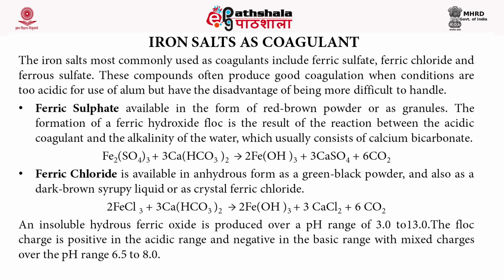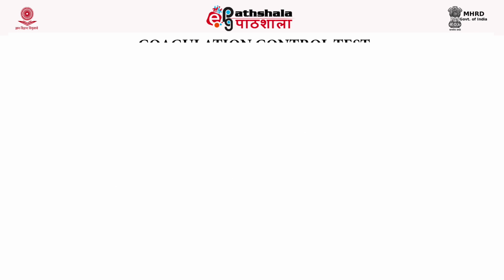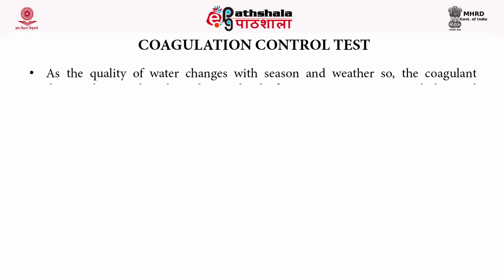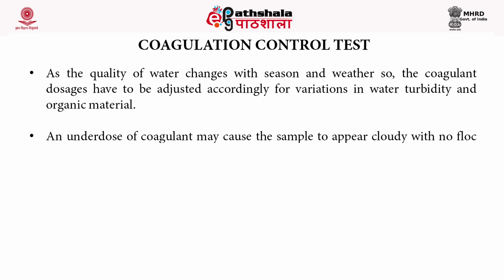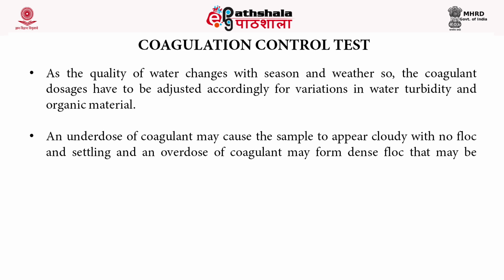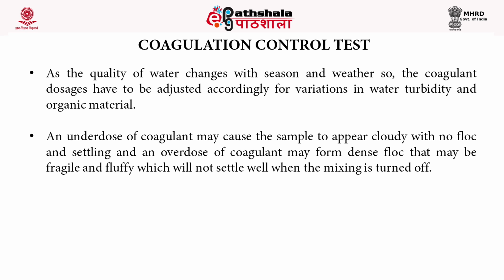These polyelectrolytes replace the ionic group on the colloid and permit hydrogen bonding between the colloid and the polymer. The quality of the water changes with season and weather. So the coagulant dose has to be adjusted according to the variations in turbidity of the water as well as the organic content. An underdose of the coagulant may cause the sample to appear cloudy with no floc and settling.